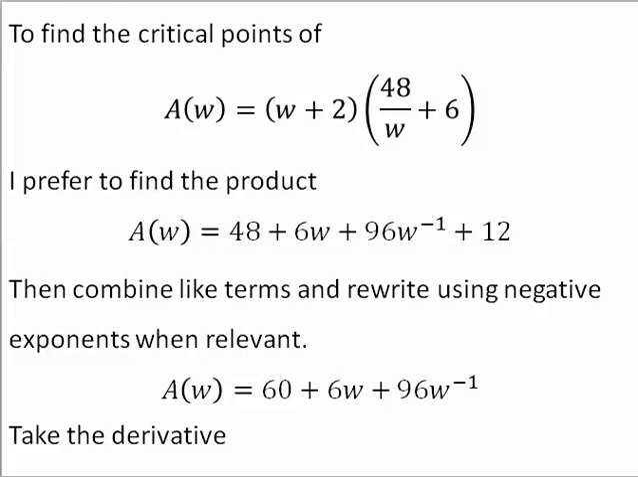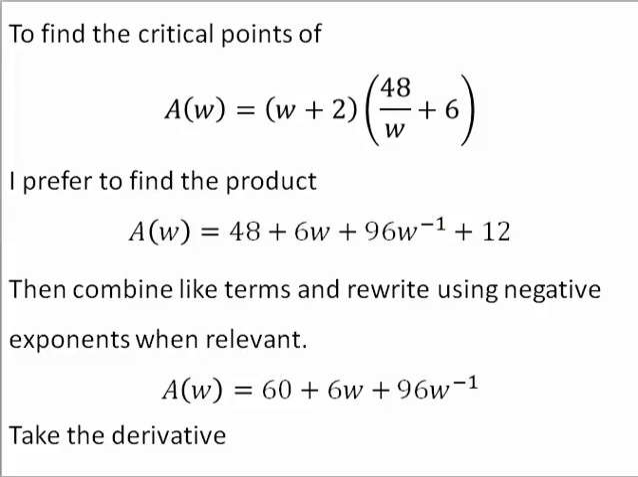To find the critical points of our function, we're going to want to take the derivative. And rather than taking the derivative right away and using the product rule, I prefer to go ahead and find the product. You don't need to do it that way, but that's just the way I want to do. And so I just go ahead and FOIL it out, and then I combine like terms. Notice that I'm writing 96 over W as 96 times W to the negative 1, and I do that because it makes taking the derivative a little bit easier.